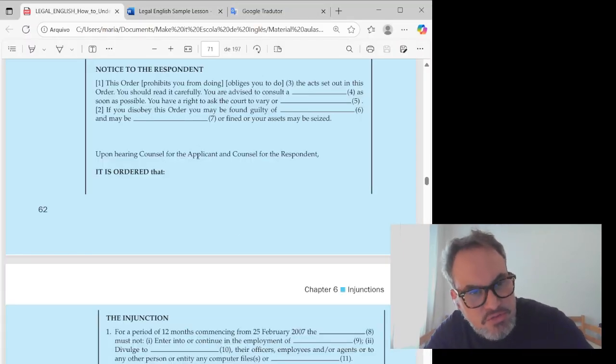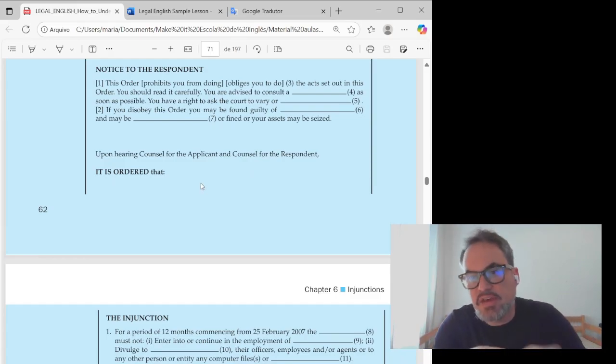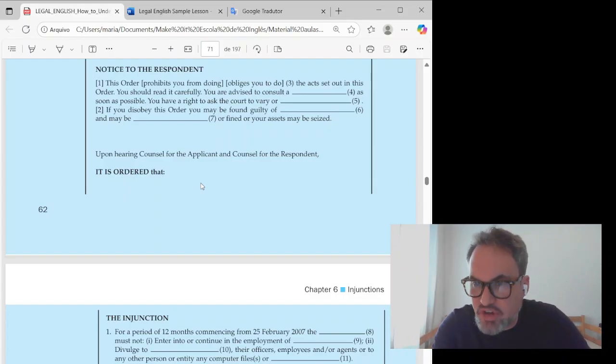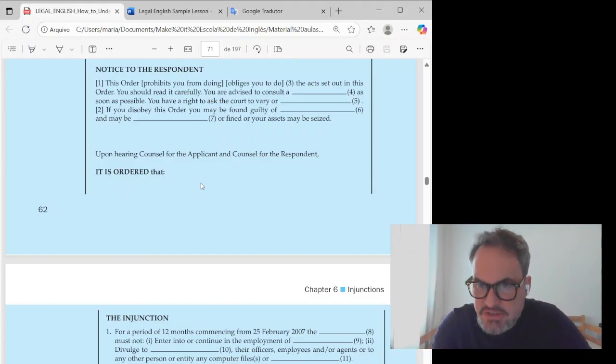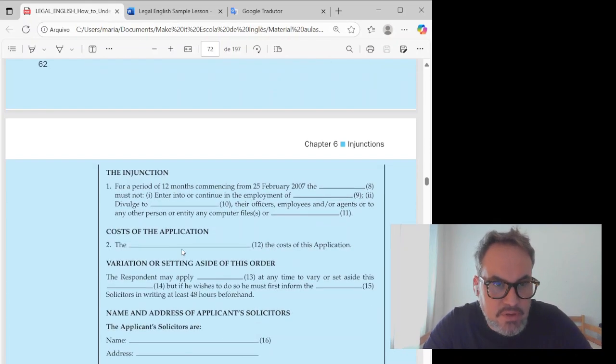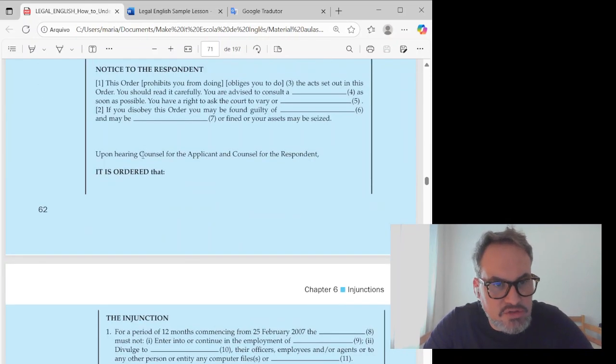Upon hearing counsel from the applicant and counsel from the respondent. In this sentence here it is saying that the justice, the judge, heard both parties, okay, of the injunction order. It is ordered that. Here, counsel is also lawyer, okay?